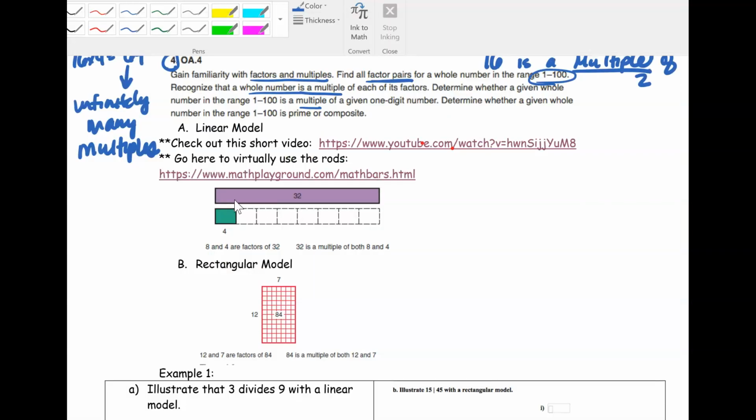So you can see here in the notes that I've got a rod size 32. Every rod has a different color. And so to find the factors of 32, you would find all of the different rods that you could combine together to make a rod that's exactly 32. So for example, the rod that is length 4, you could put 8 of them together and you can make 32.